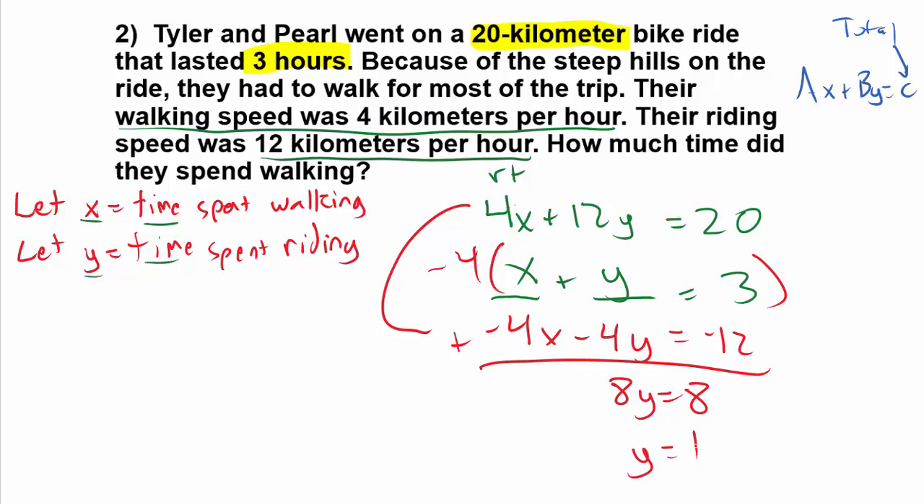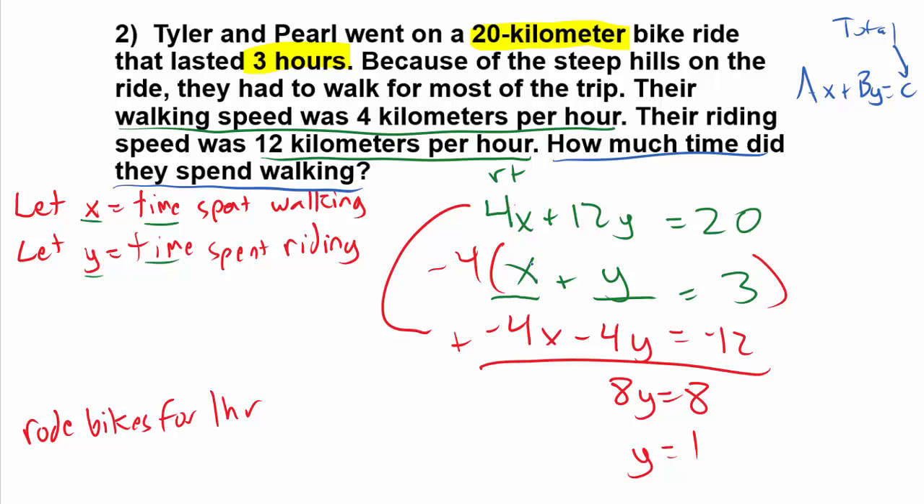And again, if you don't know what that means, go back to your let statement. Y is the time spent riding. So we know that they rode their bikes for 1 hour. Okay, so we know that that's one thing that happened here. However, what we really want is the time they spent walking. It doesn't ask us for both of them here. We're only really interested in the time spent walking. So let's try to find that by plugging this back in.